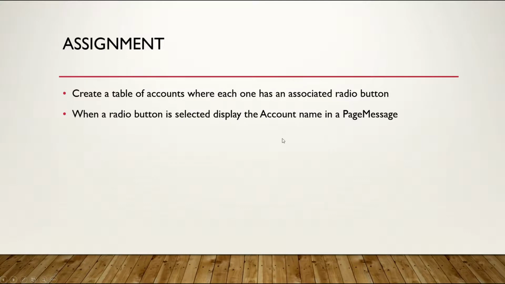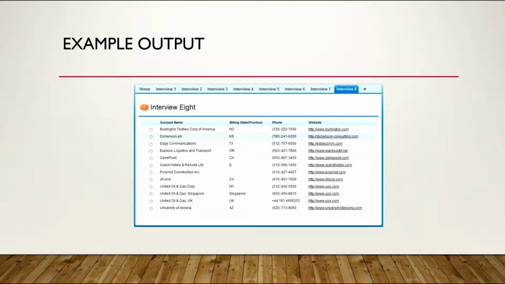What we're going to be doing in this assignment is creating a table of accounts where each one has an associated radio button. When a radio button is selected, display the account name in a page message. That's what we're going to be doing for this particular assignment. So the page is going to look something like this.